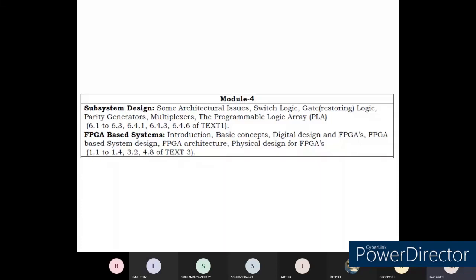Fresh module, that is nothing but module number 4. In this module number 4, what we are going to discuss is, see, in module number 1 we discussed some of the preambles of the VLSI technology. So what do you mean by preambles of the VLSI technology?